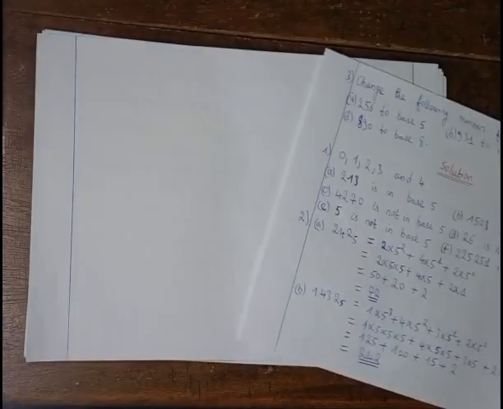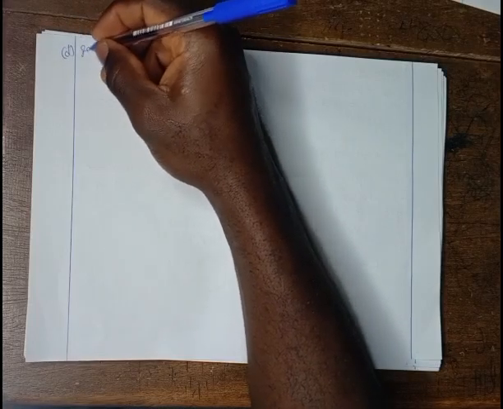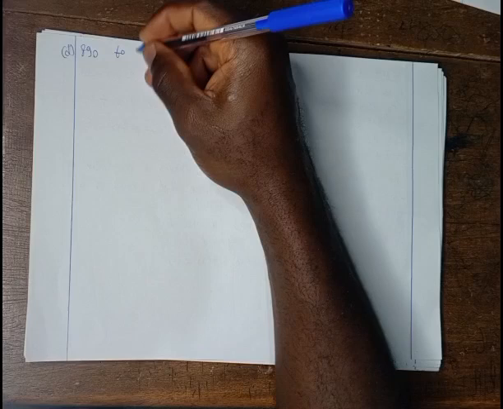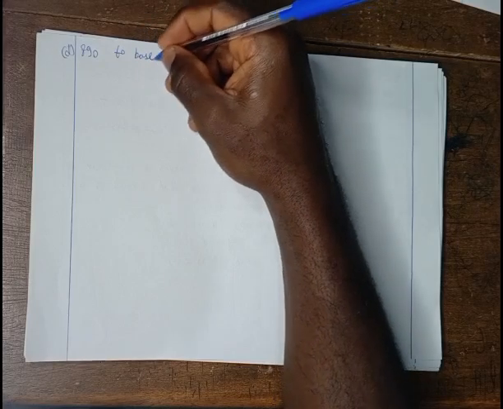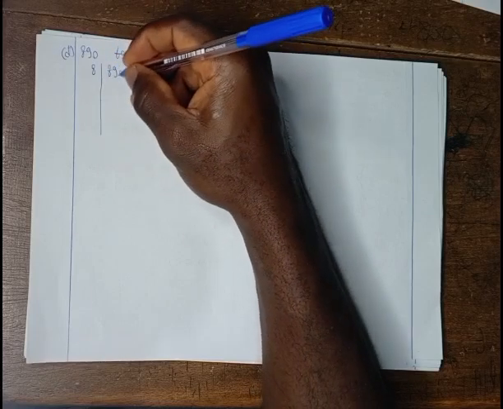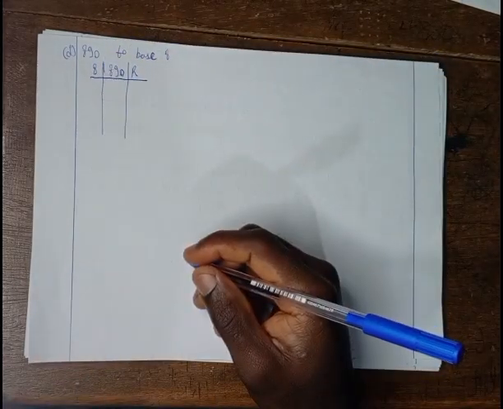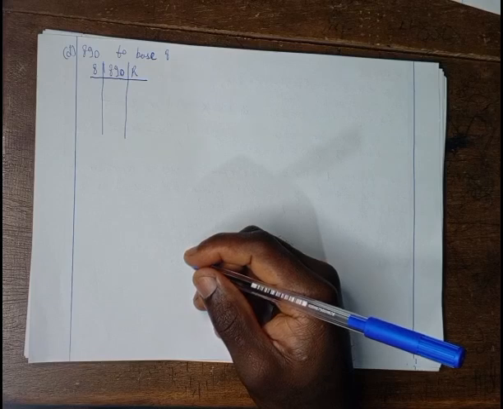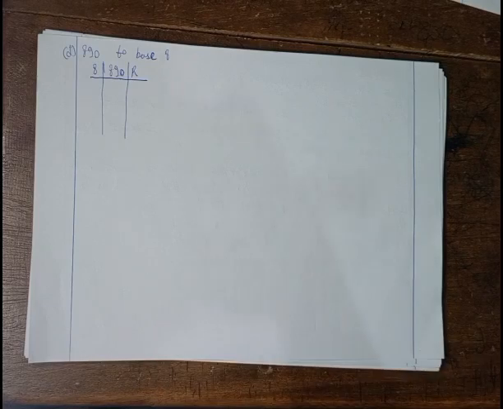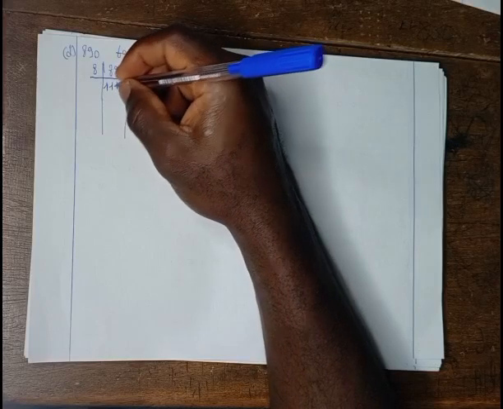Next, now we go to the next question. Question Z, we have the number 890 to base 8. We have to convert this number to base 8. 890. Next, we have the remainder. If you divide the number 890 by 8, the whole number part will simply be 111.